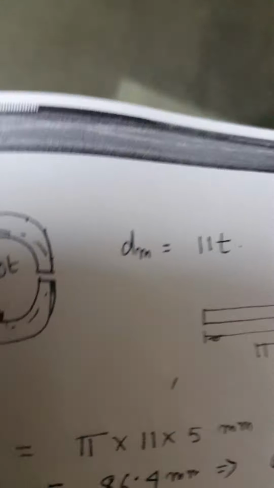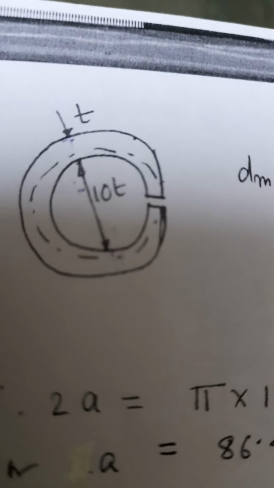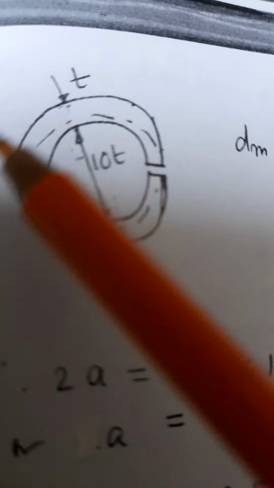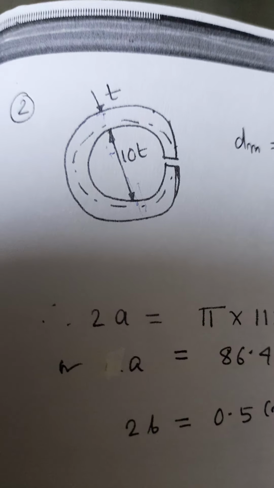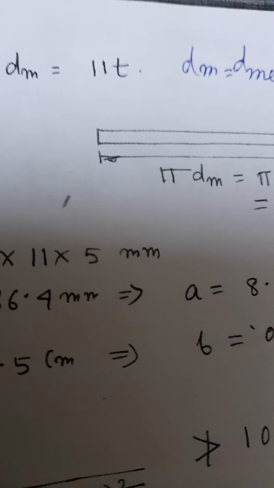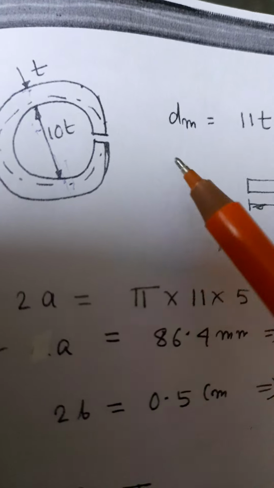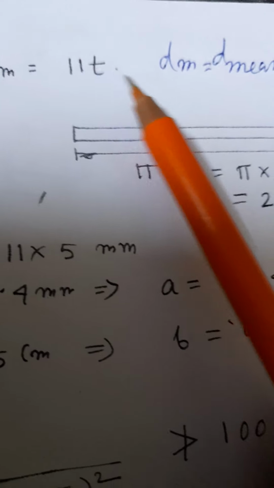Number two problem is this section. Of course, this is handwritten. Here t is the thickness. Now in this section dm is the mean diameter. Mean diameter is 11t.